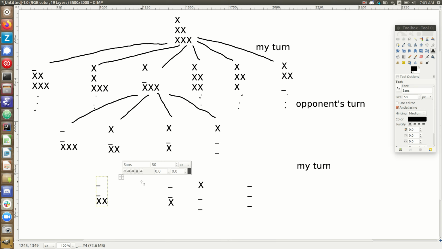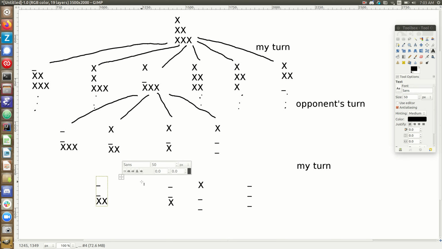This connects to that state. These 2 connect to that state. These 3 connect to that state. And these 3 connect to that state. So already I've got some wins and some losses here, and I'll have to think those through in a moment. But first I want to build the rest of the tree.